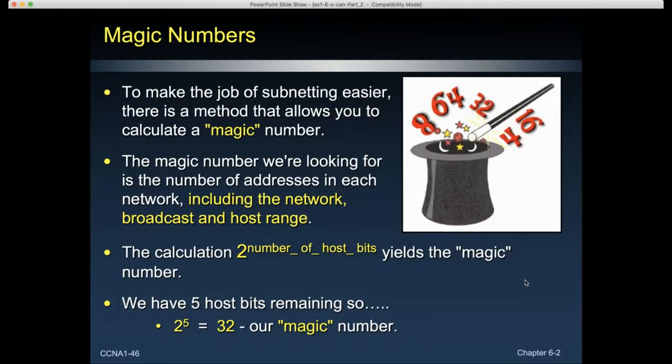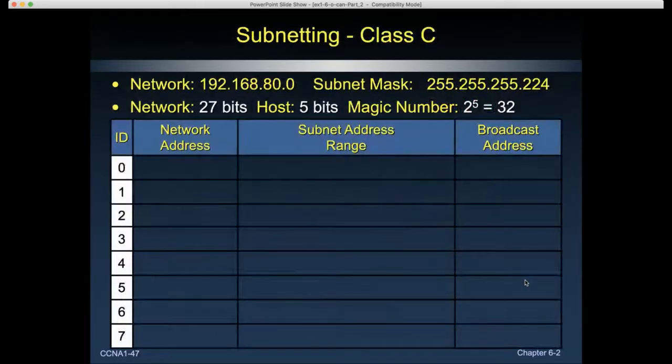Okay, it's time for the magic number. The magic number is a number that tells us, when we create our subnet charts, that we're not going to have to convert back and forth between binary and decimal. Let's just stay in the decimal domain. We're used to the decimal number system since 2nd, 3rd grade. So in this case, we had 5 host bits. 2 to the power 5 is 32. 32 is our magic number. Let's see how this works.